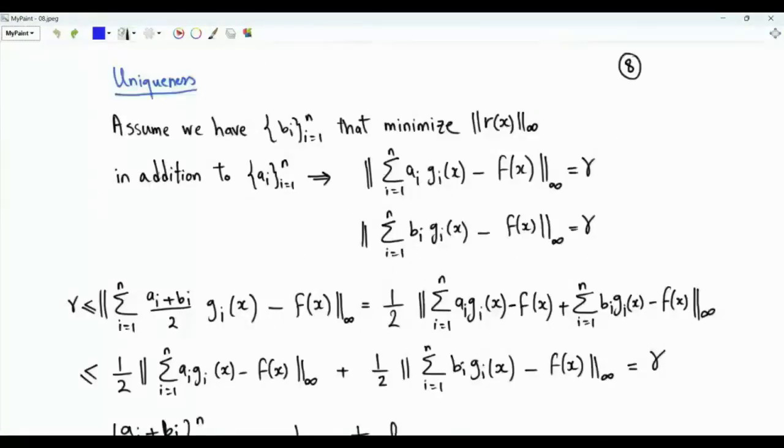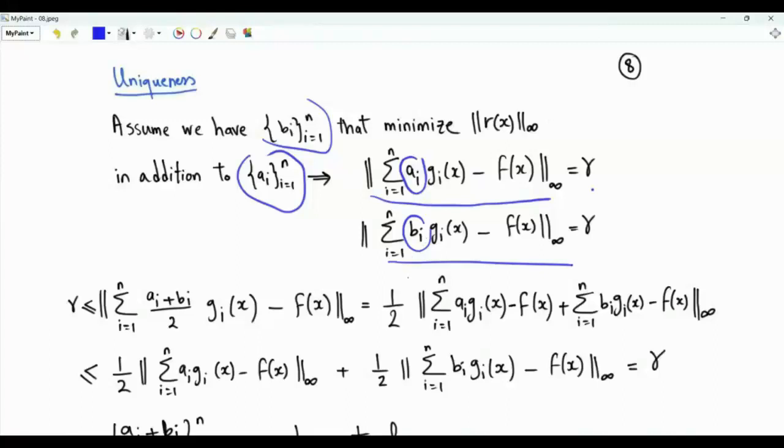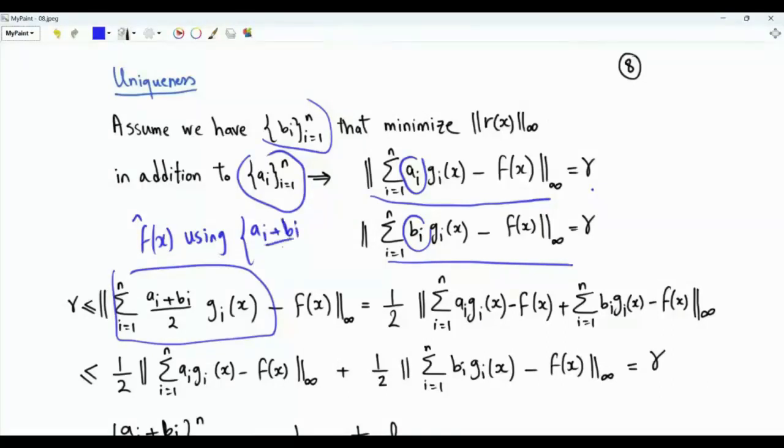Is our solution to the L infinity norm minimization unique? Suppose that in addition to the A coefficients, there are B coefficients that also minimize the L infinity norm of the residual. This means that this L infinity norm is gamma, and this other L infinity norm is gamma. Here we are using the A coefficients, here we are using the B coefficients. Let's examine an approximation for x using the coefficients that are a_i plus b_i over 2. The ith coefficient here is the arithmetic mean of a_i and b_i.